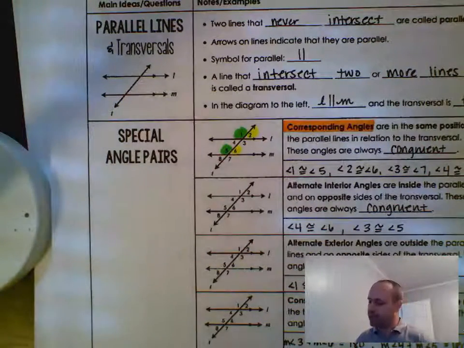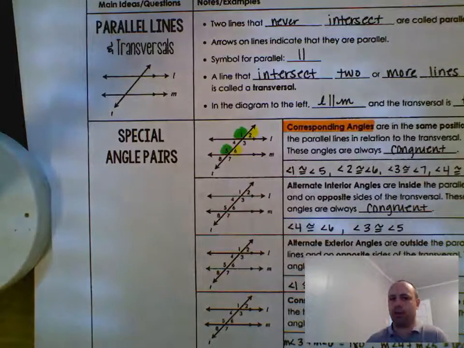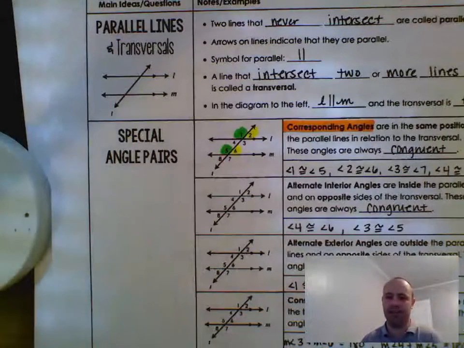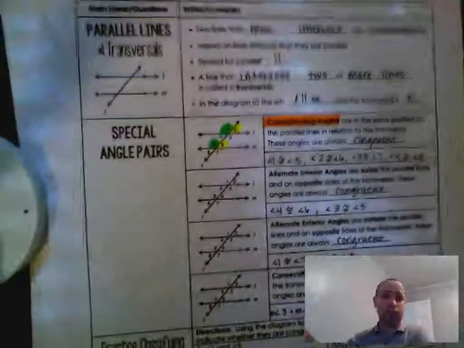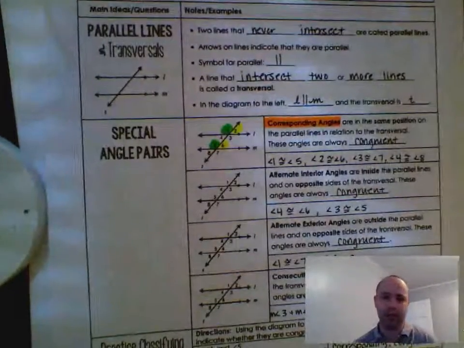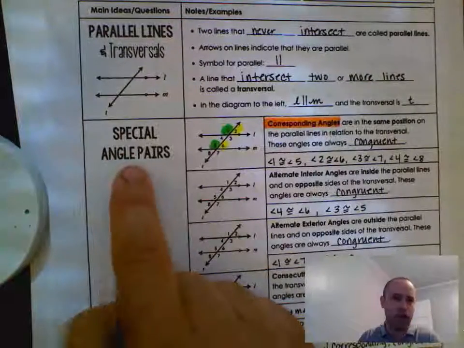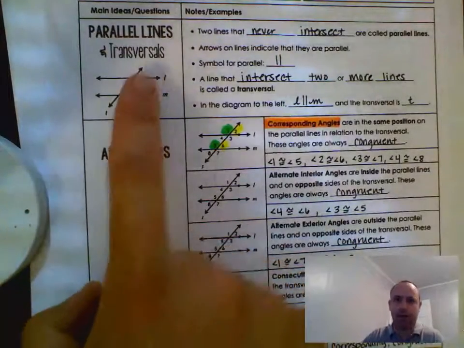Okay, so today we're going to do that same sort of thing where we use some information to find some angle measures, but today there's some different angles we need to know, some different pairs of angles. They're called special angle pairs. So let's just talk real quick up here.